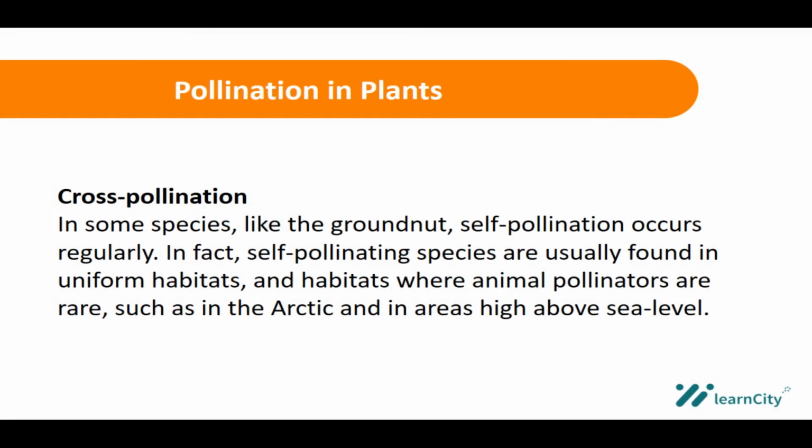In some species like the groundnut, self-pollination occurs regularly. In fact, self-pollinating species are usually found in uniform habitats and habitats where animal pollinators are rare, so that self-pollination can keep occurring over several periods. In areas where animal pollinators are rare, like the Arctic regions and areas high above sea level, self-pollination is more favorable.